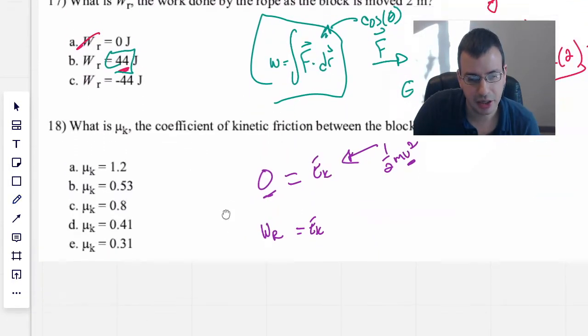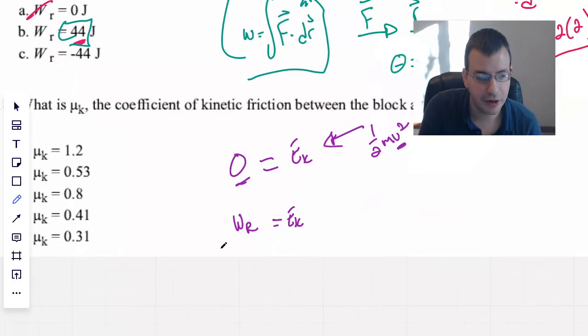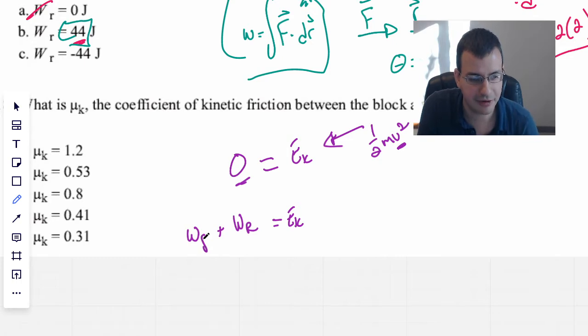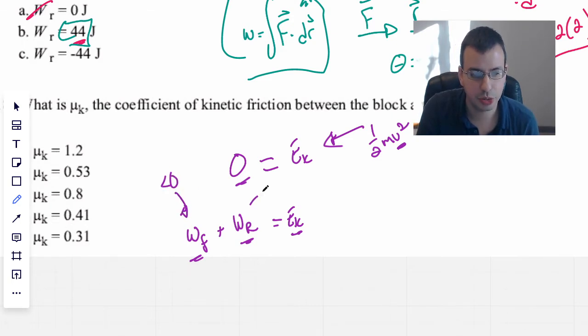That's going to make it go a little bit faster. And then I'm going to add in work due to friction, mu, with F for friction. So kinetic energy, and we have work due to the rope and work due to friction. Now this one is going to be negative, so less than 0. This one will be greater than 0, so this will make it go faster.